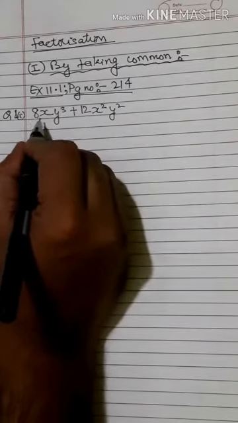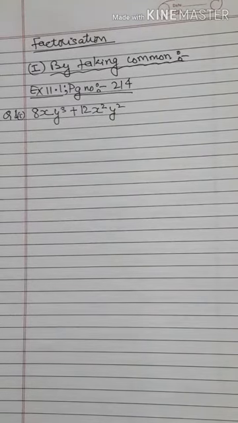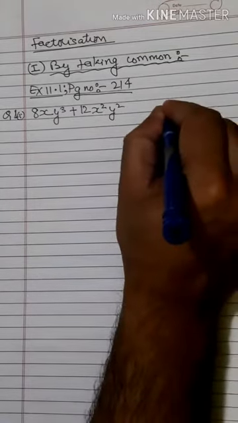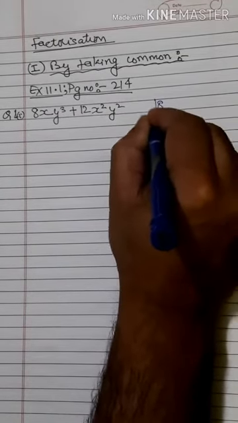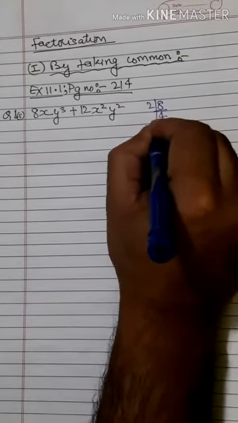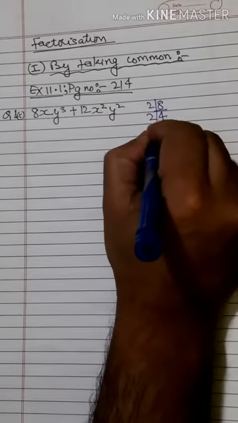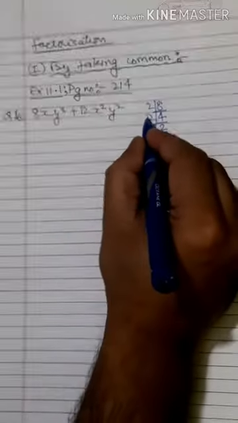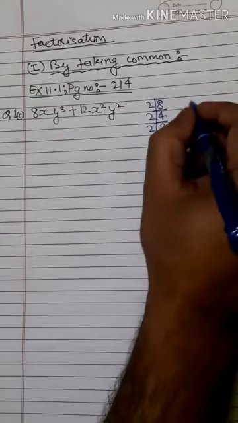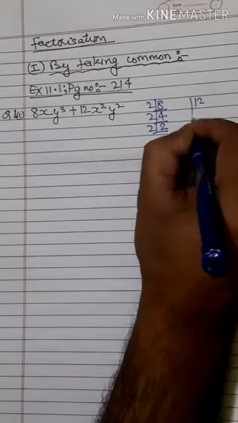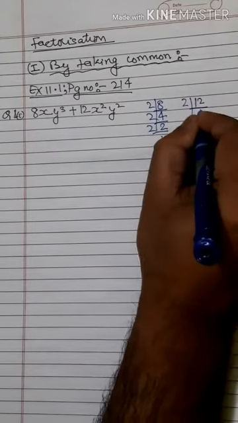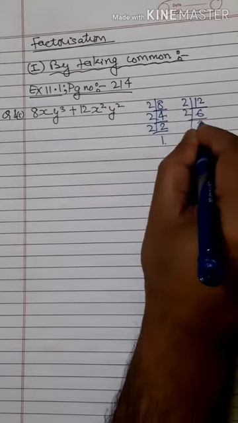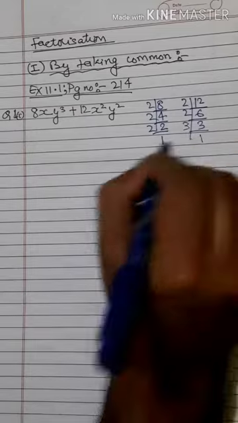First of all, we will factorize the numerical. What is the meaning of that? We will factorize 8: 2 4s are 8, 2 2s are 4, and 2 1s are 2. So 8 can be written as 2 into 2 into 2. Similarly, we will factorize 12 also. 2 6s are 12, 2 3s are 6, and 3 1s are 3.